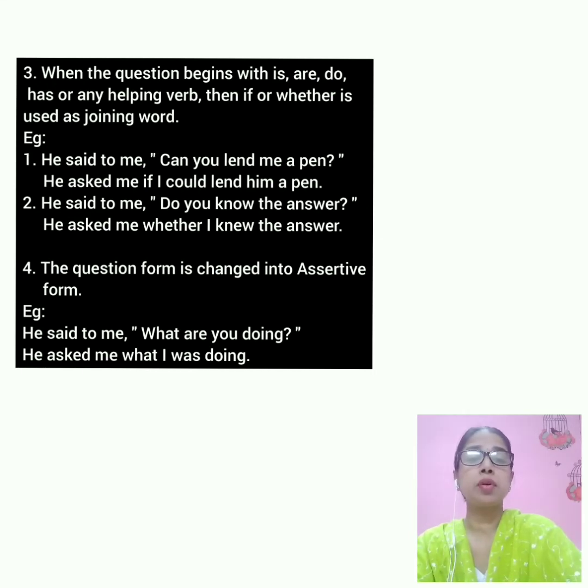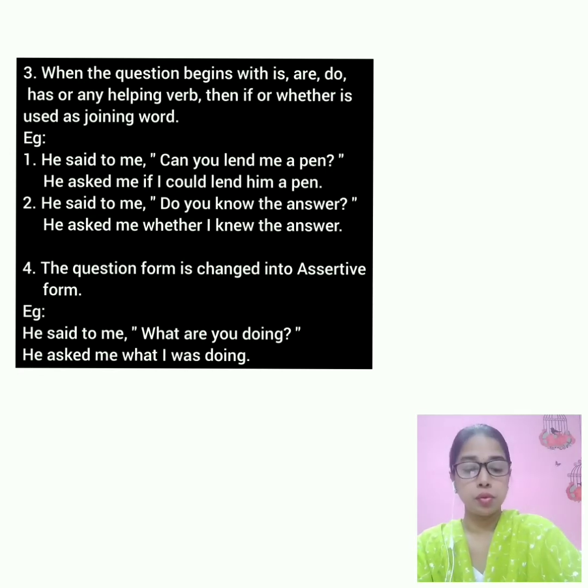Like for example, if your question is like this, is your work complete? Or do you like cricket? Or will you come tomorrow? So the answer to these questions will be either yes or no. So in such questions, remember that you will be using the joining word if or whether.